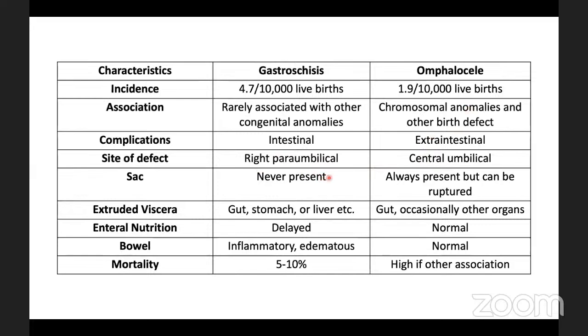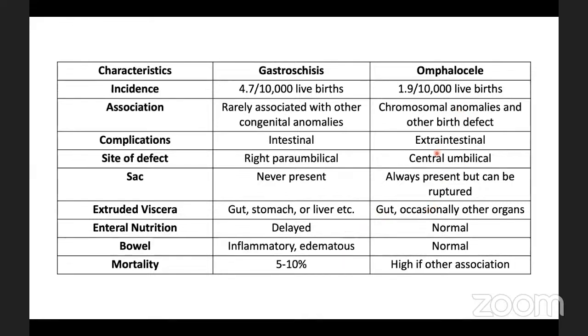The sac is not present in gastroschisis, while in omphalocele it is always present, but it can be ruptured as well. In gastroschisis, usually gut, stomach, or liver are extruded, and occasionally other organs are there in omphalocele. It is very difficult to manage a baby with gastroschisis post-operatively because of feeding issues. This is because the bowel is already exposed to the amniotic fluid, and that affects its motility. That's why feeding is quite challenging in such babies.